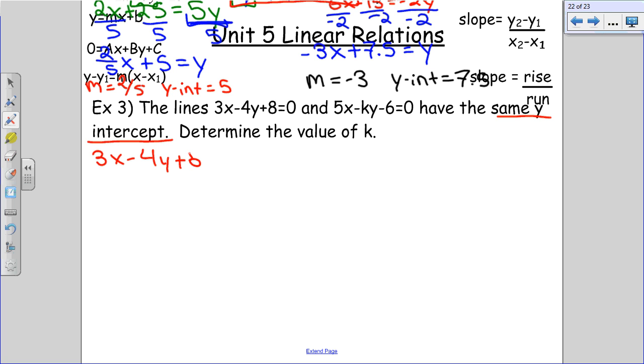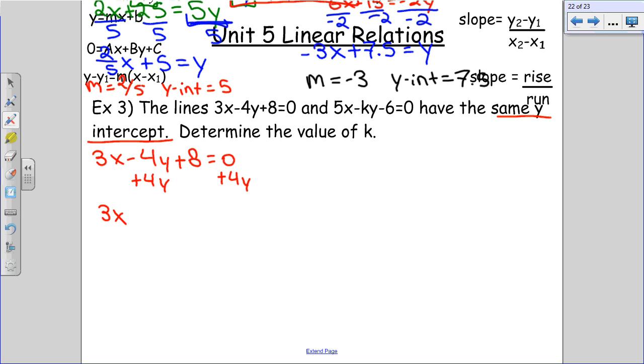It says they have the same y-intercept. So wouldn't k just be 4? That would be true if all the other numbers had been the same thing. Oh, okay. But they're not. That's a good inference. If the other numbers were the same, then you're right. But because they're different, the y-intercept will have to be different.